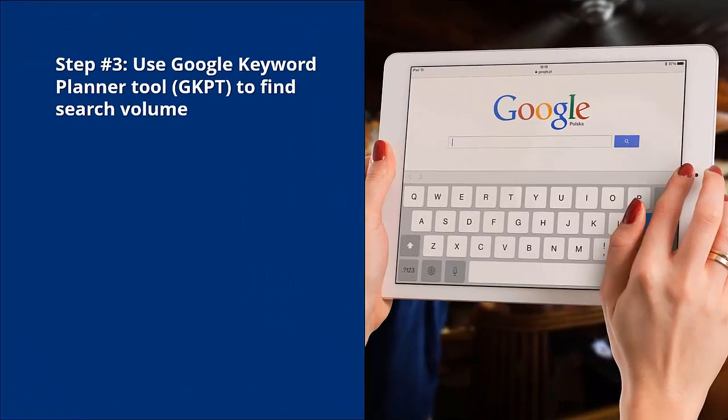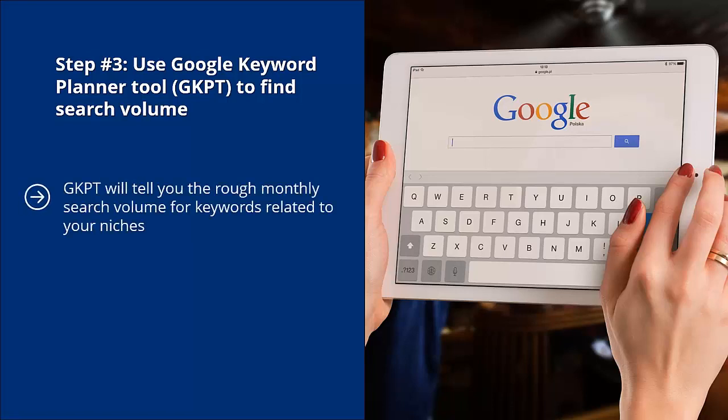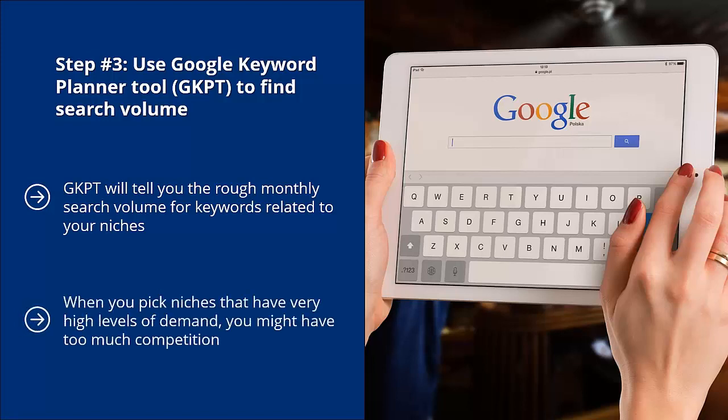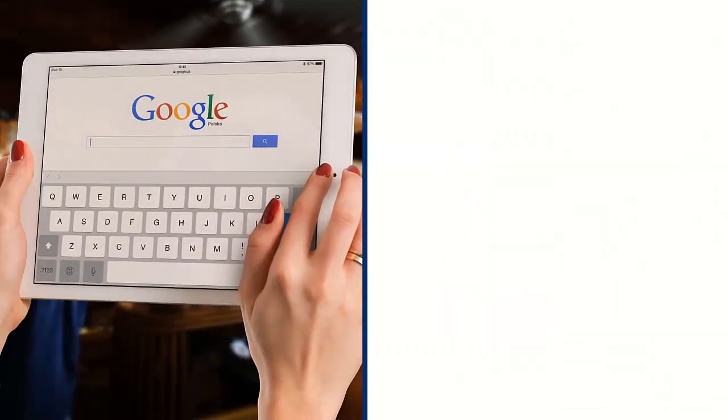Step number 3, use Google Keyword Planner tool, GKPT, to find search volume. GKPT will tell you the rough monthly search volume for keywords related to your niches. Again, just like with the previous step, pick something in the middle. Not too much traffic, not too little either. When you pick niches that have very high levels of demand, you might have too much competition. On the other hand, if it doesn't have enough demand, then it may not be worth pursuing because you're not going to make that much money.